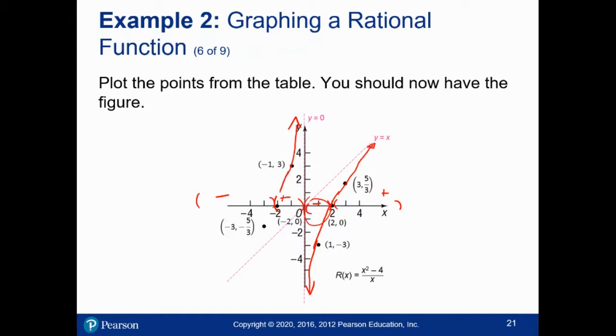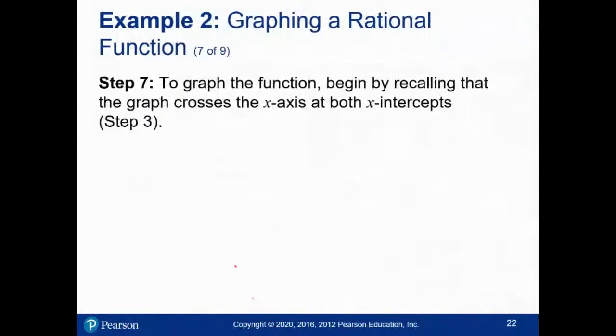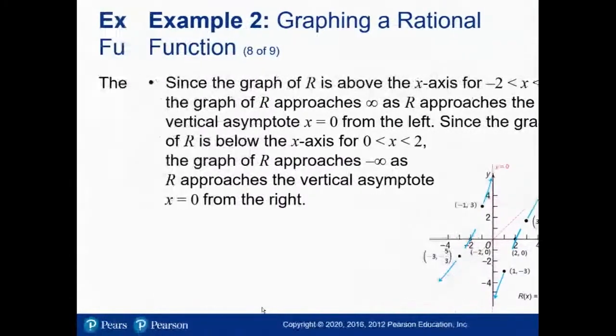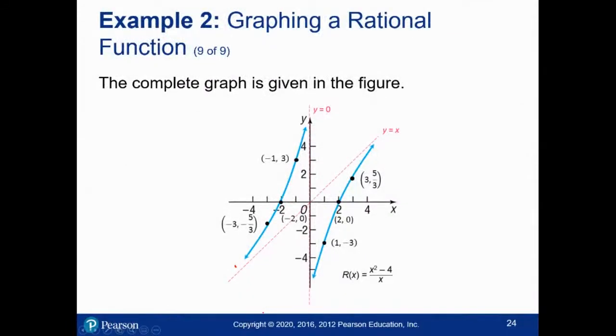And on the left-hand side, I go through this root. It was a root of odd multiplicity, so I cross. I go through this point because we computed it. Then I approach the slant asymptote, but I never actually touch it. So there's the graph, which is given to us fairly nicely here. But really, it's all that same argument.